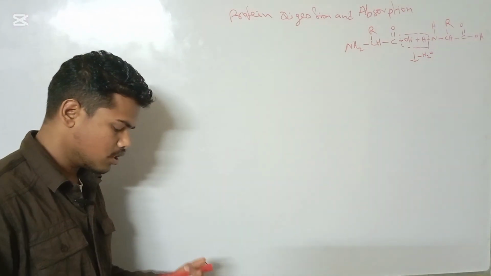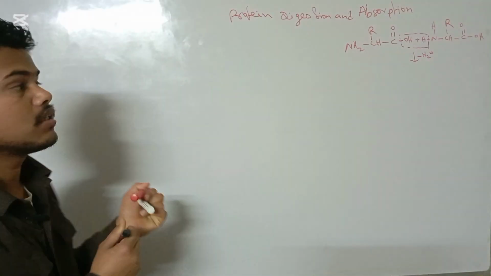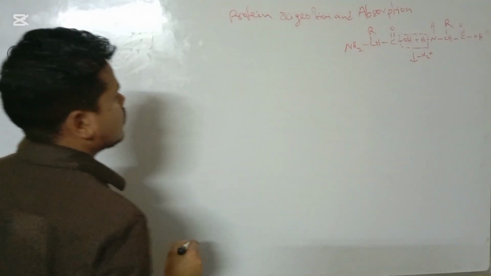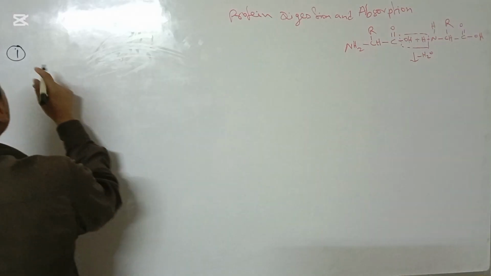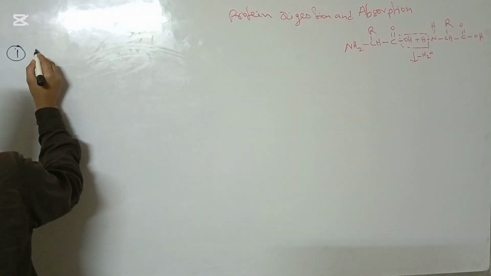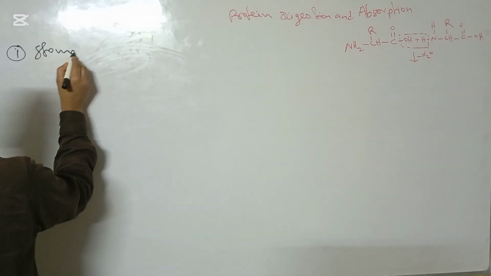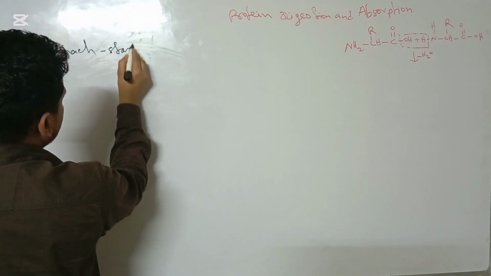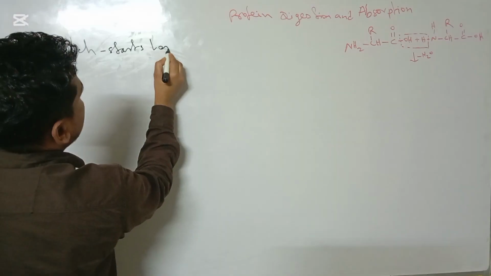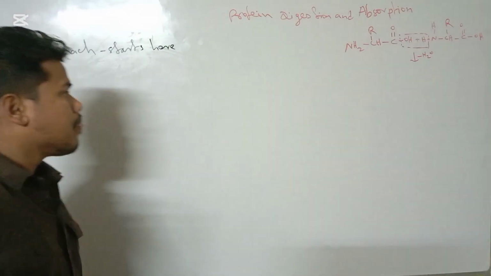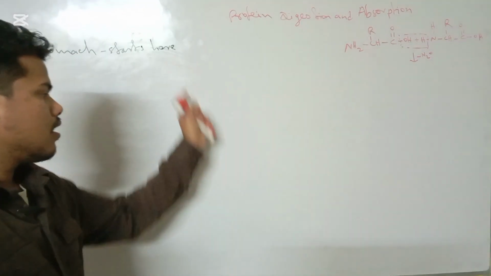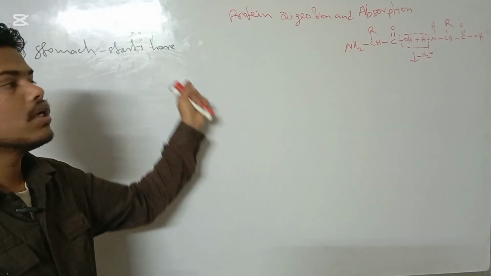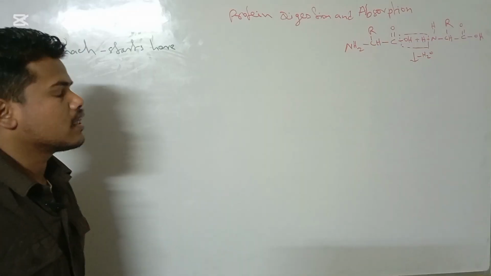So, protein digestion. First, we should know where protein digestion starts. As I mentioned in the earlier lecture on carbohydrate digestion and absorption, protein digestion starts from the stomach. The carbohydrate digestion I have mentioned in detail in the carbohydrate digestion and absorption lecture in physiology. You can go through that lecture too.